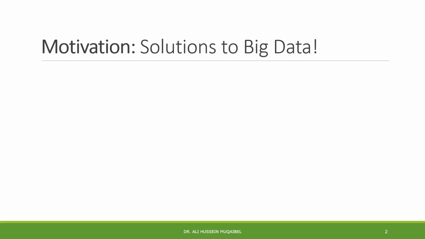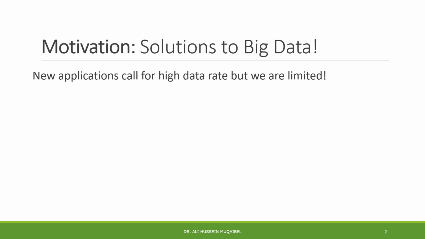Now let's start by motivating the topic. Why do we go for M-ary communication? Remember the example we gave for different applications or transmission data rate. When you go from black and white images to high resolution colored images and video, the data rates start to increase dramatically. So new applications call for a high data rate, but we are limited in terms of bandwidth. We have physical channels.